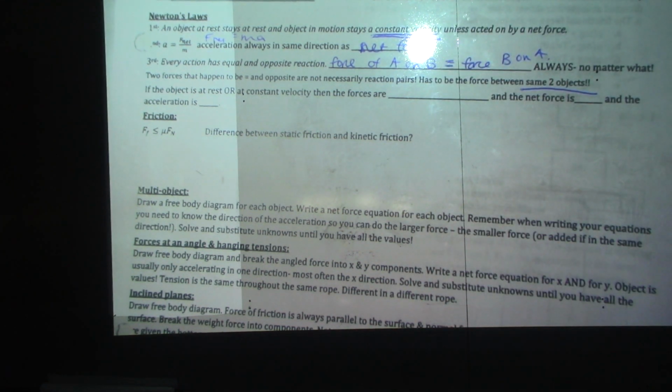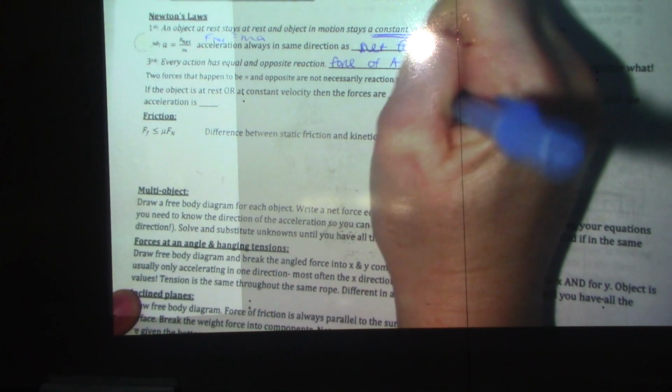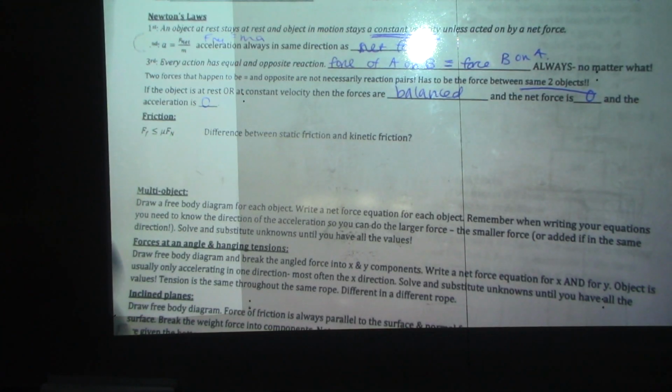If the object is at rest or at a constant velocity, that means the forces are balanced. That means my net force is going to be 0 and my acceleration is going to be 0.